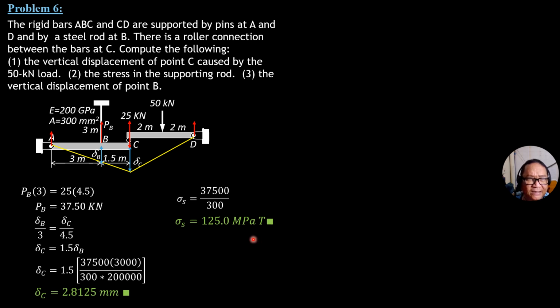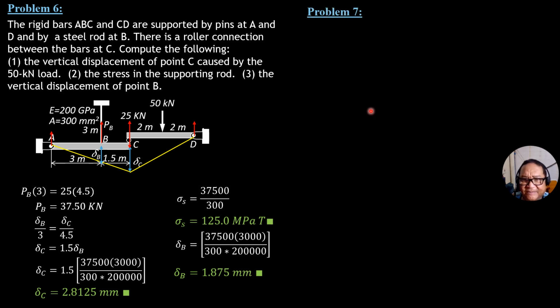Then the vertical displacement of point B. From this relationship, it is simply deflection at C divided by 1.5, but I just use these calculations: 37,500 times 3,000 over 300 times 200,000. So deflection at B is equal to 1.875 mm.